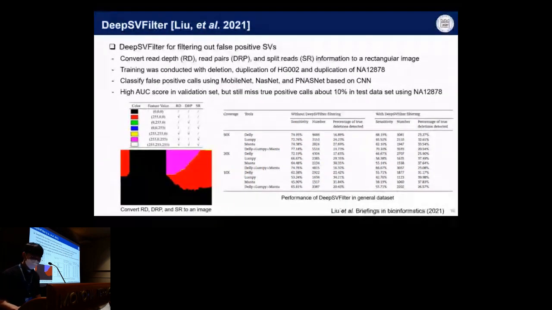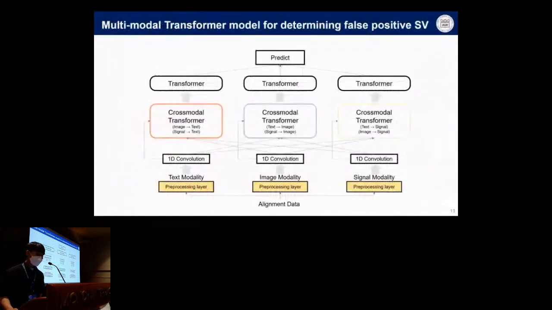It performs well on the training dataset, but they miss more than 10% of positives by determining them as false positives on the test dataset. To improve the F1 score of the SV filter, we designed a new model based on a multimodal transformer for determining false positive structural variations while maintaining high recall scores.